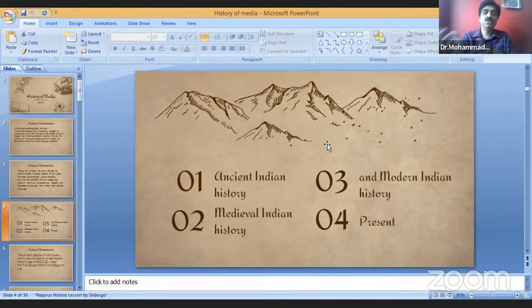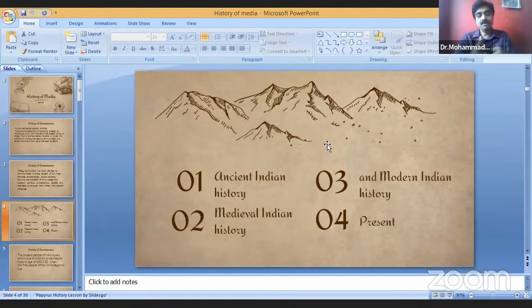Before we go into the details, most of you may have a background in history, as I have studied history at the graduation and post-graduation level. We will go into the details of how the evolution has taken place. We will divide the history into ancient, medieval, modern, and present history. So in ancient history, we learn how people used to communicate and share their ideas.